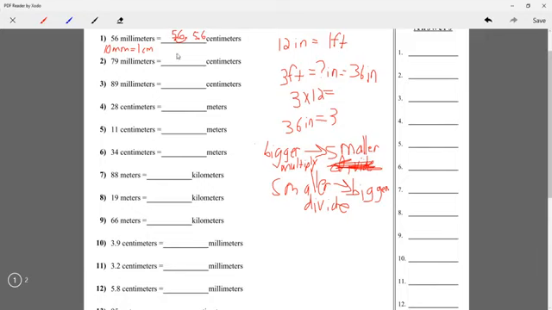Now this is going to be the same thing. This would be 7 9/10, right? Because I'm just moving the decimal place over. Millimeters, okay? And I'm moving the decimal place over. So it becomes 8 9/10, or 8.9.